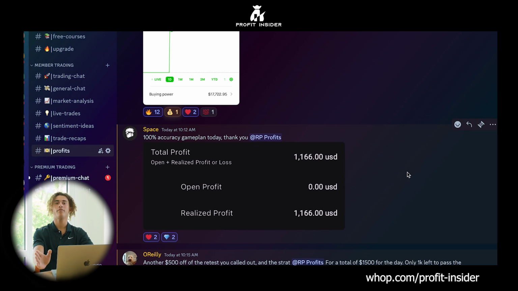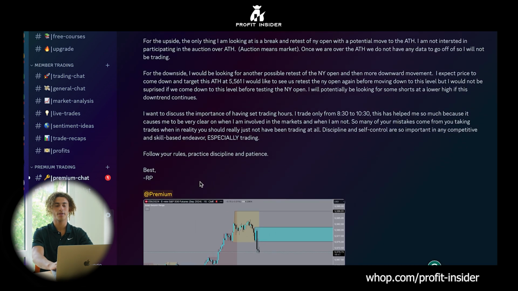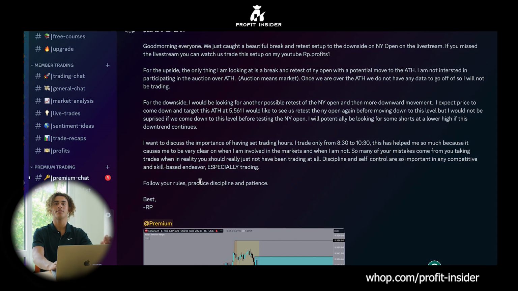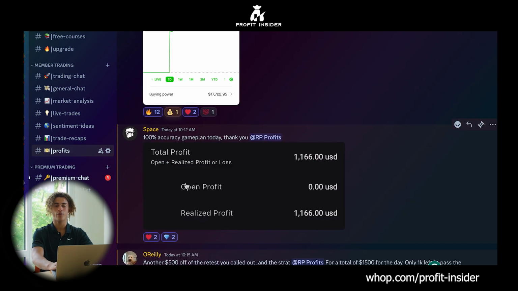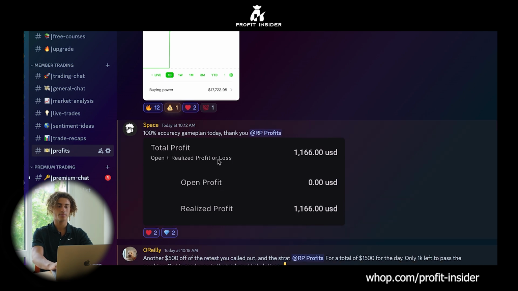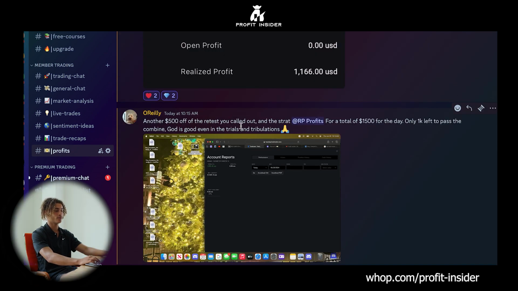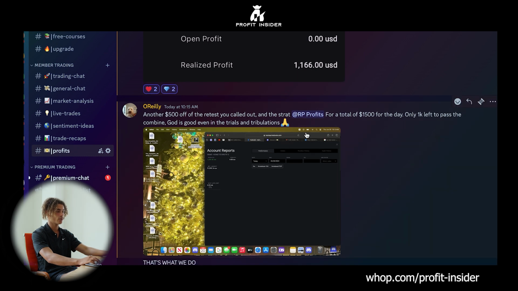So if you don't know, every single morning, I send out a full game plan for exactly what I'm going to do in the futures market, and it's always very, very accurate. And our premium members follow the game plan, and they're able to make a lot of money. So Space made $1,100 following this game plan. O'Reilly made another $500 off the break and retest that I called out. So he's up $1,500 for the day.